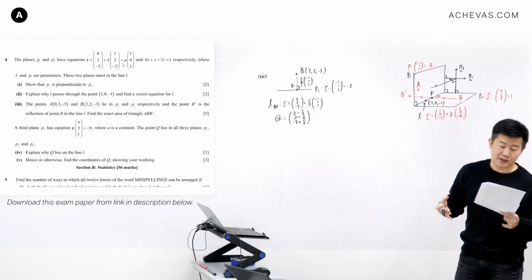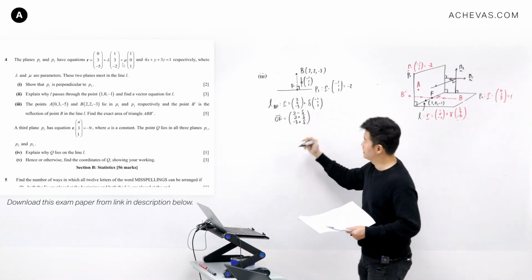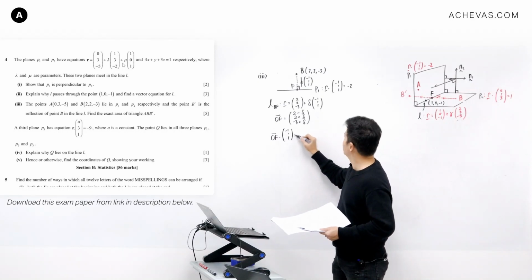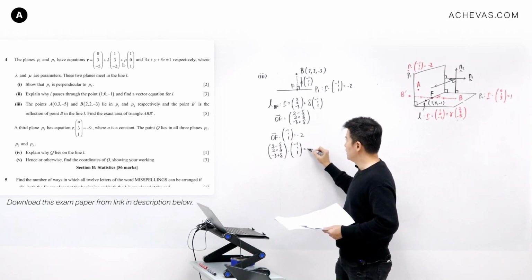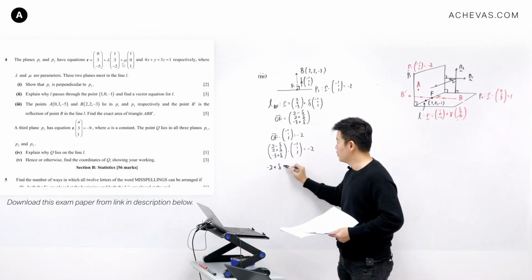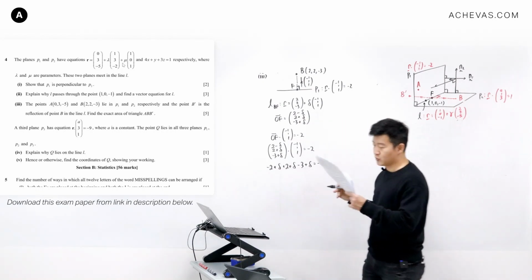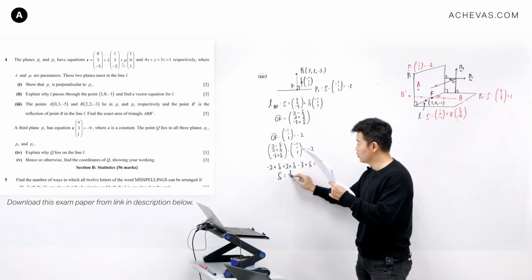But F is also a point that is on P1, so this position vector should also satisfy the plane equation. So OF dot (-1, 1, 1) should be equal to -2. So (2 - rho, 2 + rho, -3 + rho) dot (-1, 1, 1) gives -2 + rho + 2 + rho - 3 + rho, which is equal to -2. We can solve for rho, which is equal to 1/3.